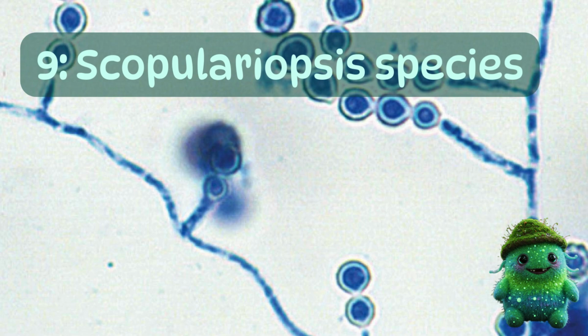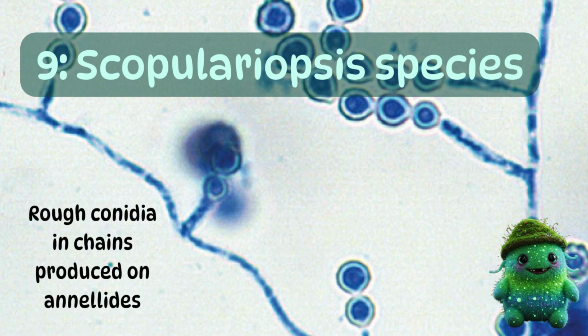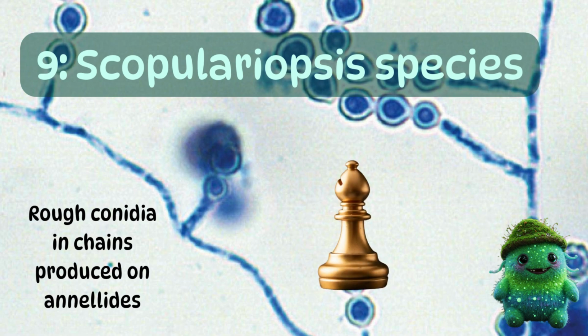Scopulariopsis conidia are actually produced on annellides. The difference between annellides and phialides is mostly just a technicality involving how the conidia are produced. On the scope, annellides and phialides look very similar. Scopulariopsis conidia may be pointed at the end, resembling a bishop's hat.